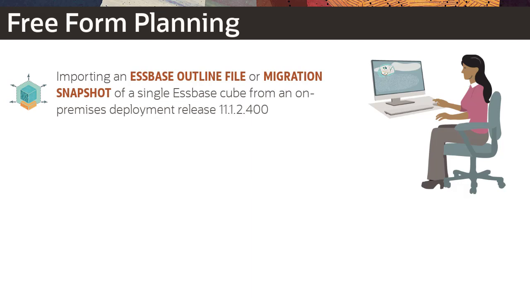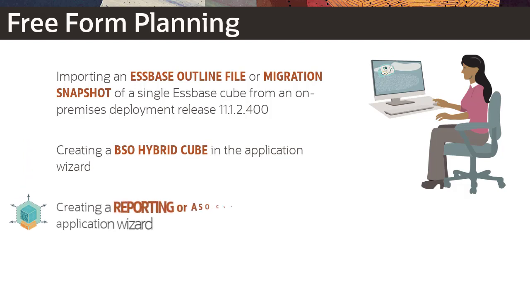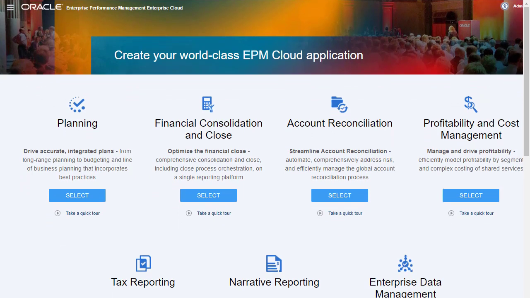single Essbase cube from an on-premises deployment release 11.1.2.400, creating a BSO hybrid cube in the application wizard, creating a reporting or ASO cube in the application wizard. You can model and build your own hybrid BSO or ASO cube while preserving the ability to leverage planning functionalities. I'll go through the process of creating FreeForm planning apps with a reporting ASO cube.